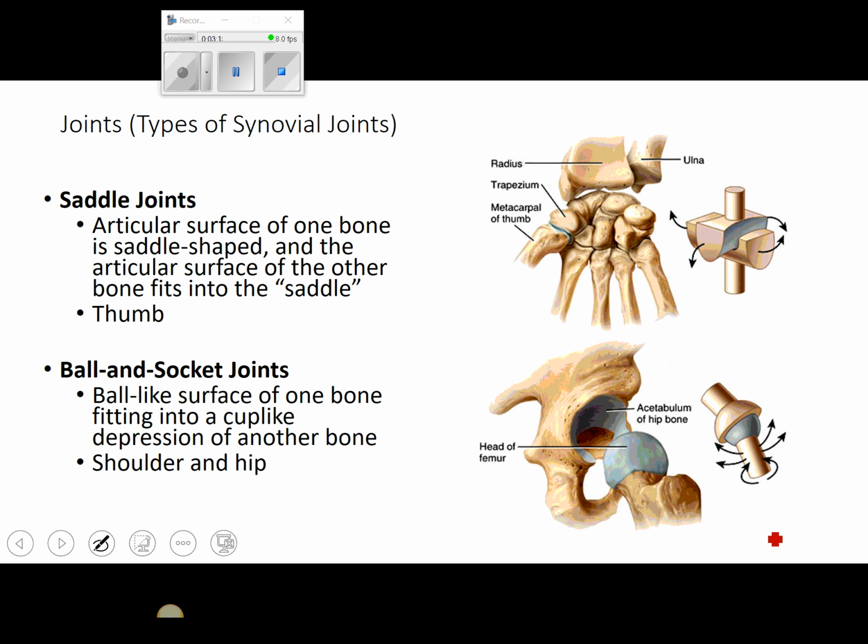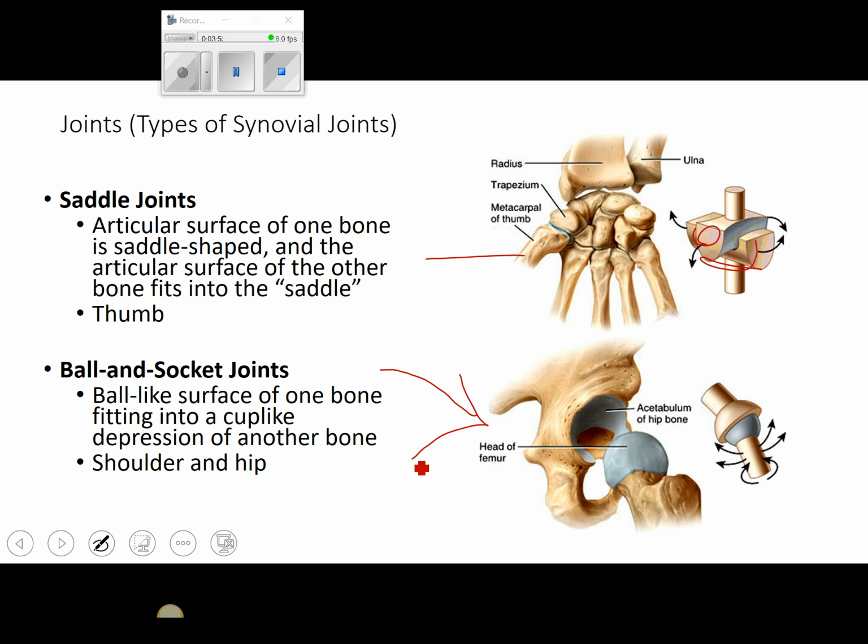Your saddle joints have articular faces that fit together like a rider in a saddle. So you see the rider, then the saddle down here. Each face is concave along one axis and convex along the other. The articular surface of one bone is saddle shaped and the articular surface of the other bone fits into the saddle. An example of that would be your thumb joint. This one allows movements of flexion, extension, abduction, adduction, and rotation.